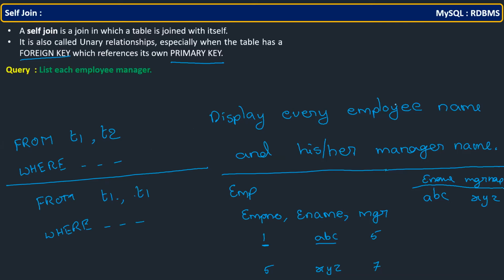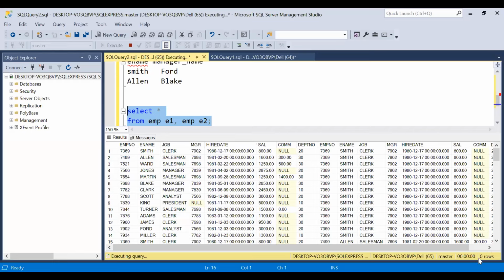So that is what happened here. In EMP E1, 14 records, comma, when you write EMP E2, 14 records. So don't worry whether it is the same table or a different table, it is 14 into 14, whatever the number. 14 fours are 196, right? So this many records it is going to return. Let us observe that. See here in the right bottom corner, 196 rows are returned.